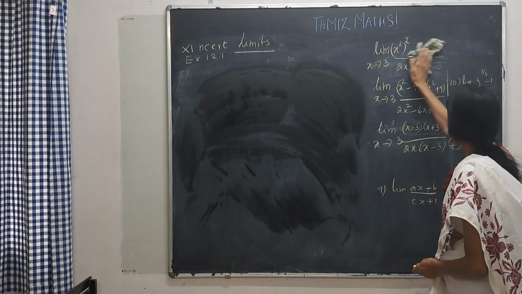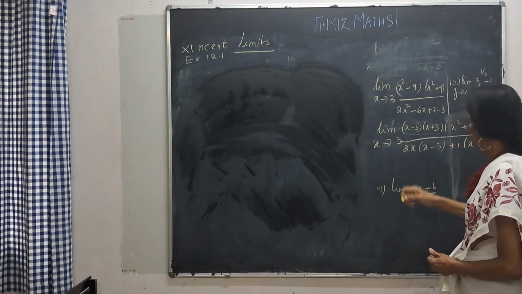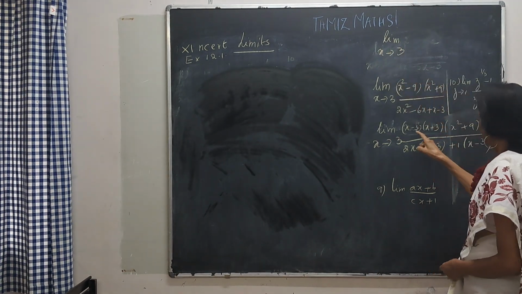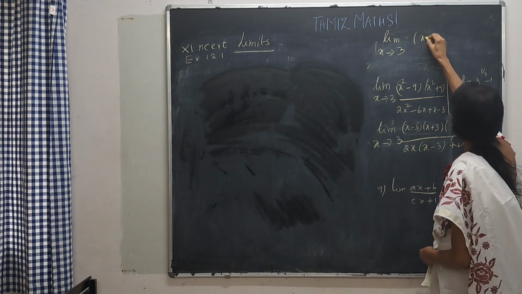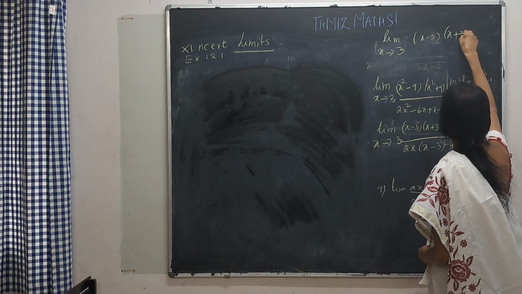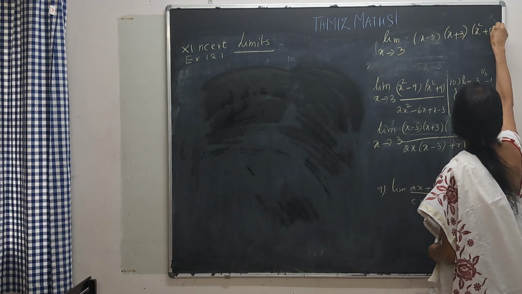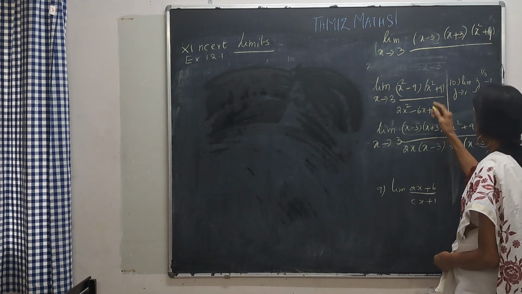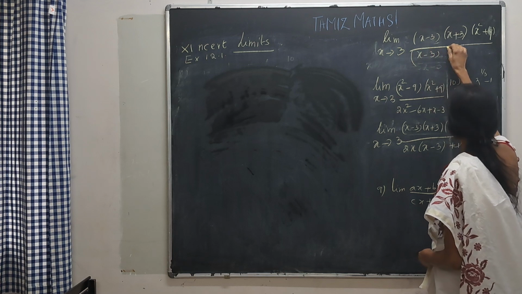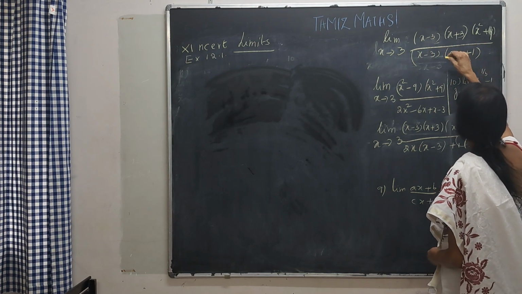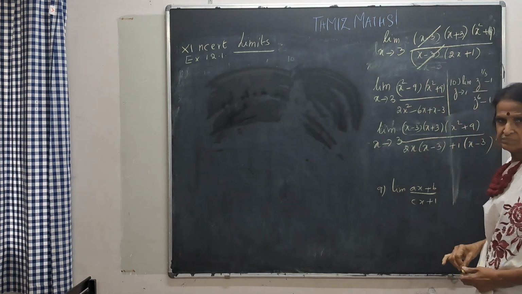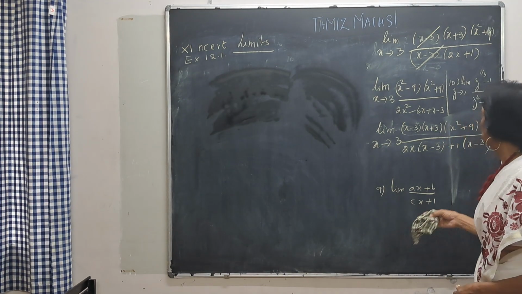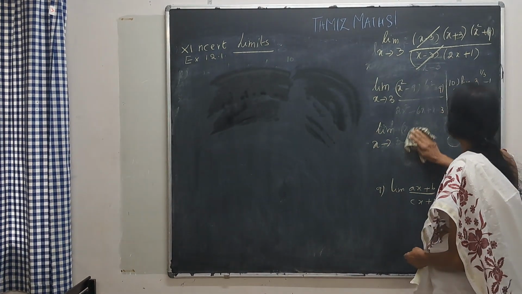Next will be limit x is tending to 3 of (x minus 3)(x plus 3) into (x square plus 9) by, take out x minus 3 outside, (2x plus 1)(x minus 3). The x minus 3 and x minus 3 will get cancelled. Okay, so what are we going to have now? Write the balance.